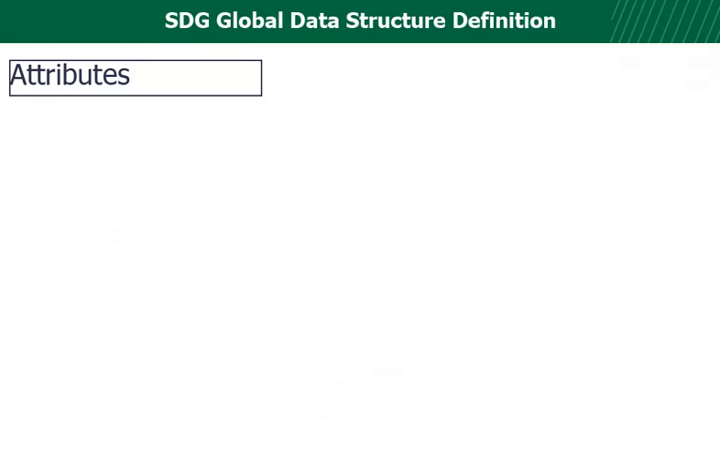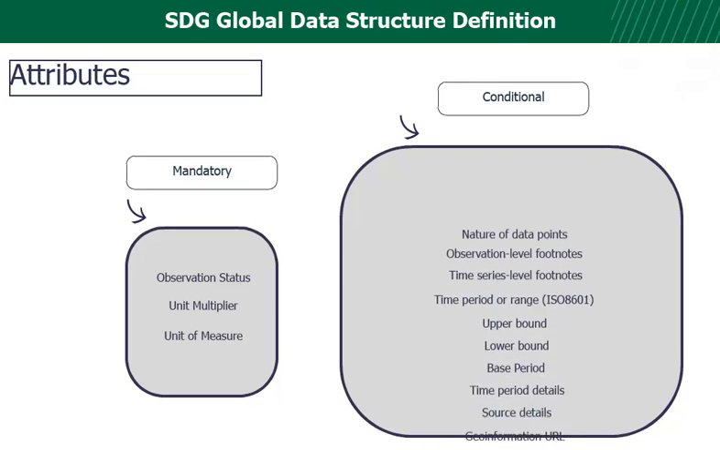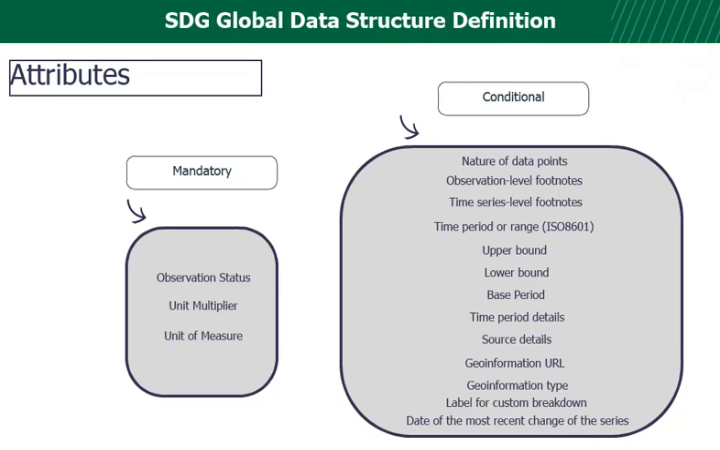To get more information about your SDG data, there are attributes. Some of them are mandatory, which must take a value, otherwise the corresponding observations, which it refers to, are not considered meaningful enough. And other attributes are conditional, which are permitted to take empty values.